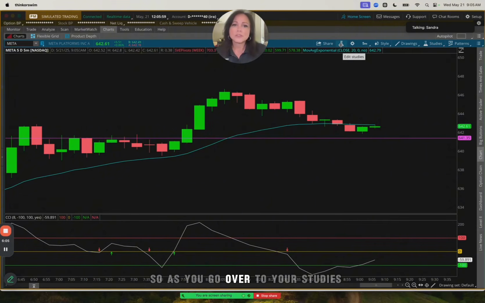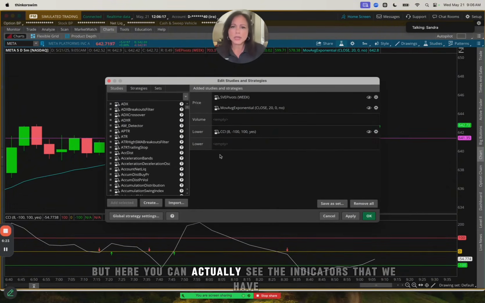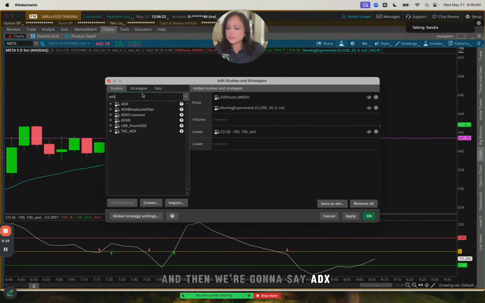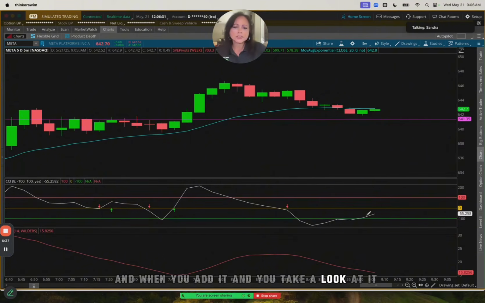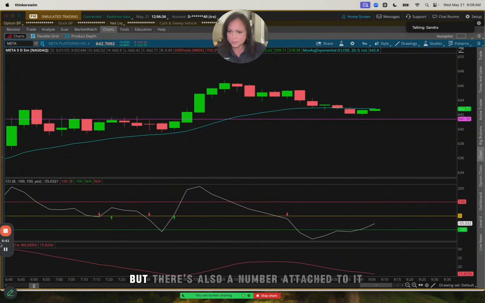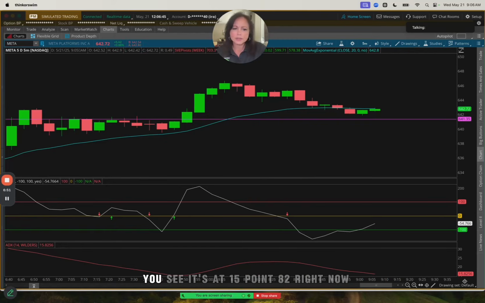So as you go over to your studies, which is the hourglass feature, and you click on it, you can actually see the indicators that we have, and then we're going to say ADX. You could see that there are several of them, and really the only one you need is this one. And when you add it and you take a look at it, it's down here. This is an oscillator, but there's also a number attached to it. And the number is identified right here. You see it's at 15.82 right now.